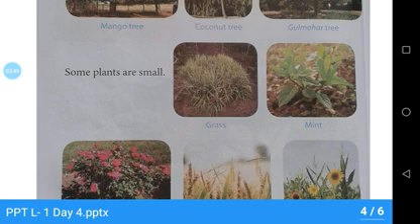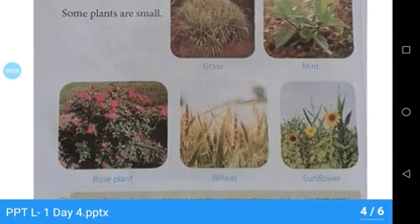Now, grass. Grass is a small plant. When you go to the garden, you walk on the lawn, correct? That lawn is nothing but grass. It is very soft to touch. So you enjoy walking on that grass, correct? So this is the grass plant.